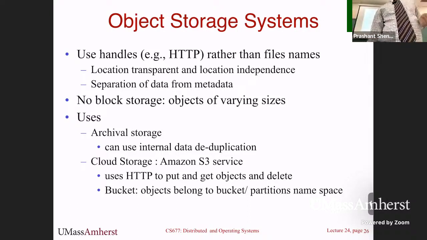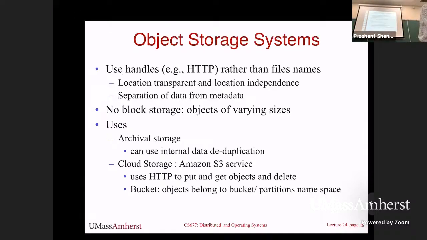You are just going to go and say, give me this object. It can go and find one of the replicas and get the object for you. So similar concepts, but not using the abstraction of a file for large-scale data access. Any questions about object storage systems before I move on to distributed middleware?